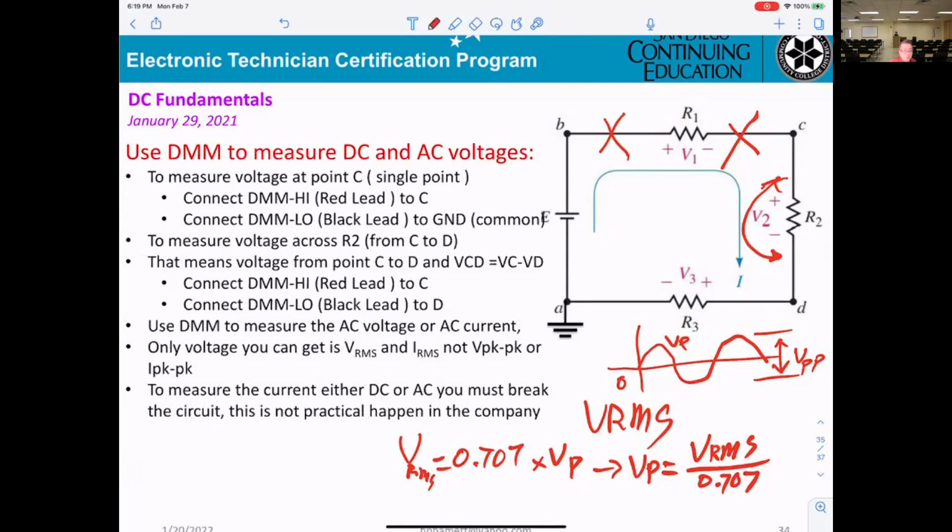I think sometimes in an interview they can ask you a trick question. They can ask, can we use the meter to measure the V peak of the signal? The answer will be no. Meter cannot measure the V peak or peak to peak. But let them know, we can measure the VRMS and use the formula to calculate the V peak or V peak to peak.